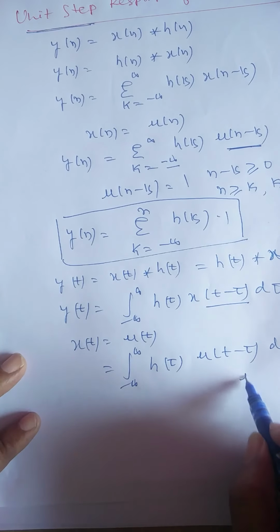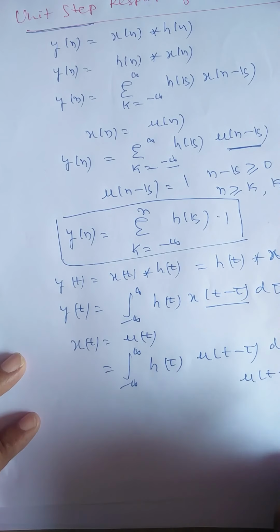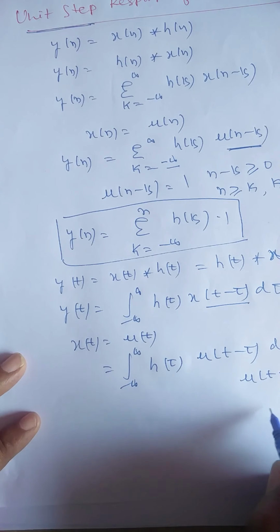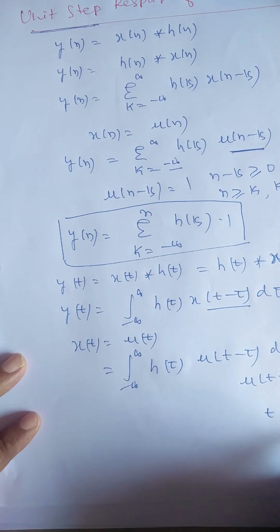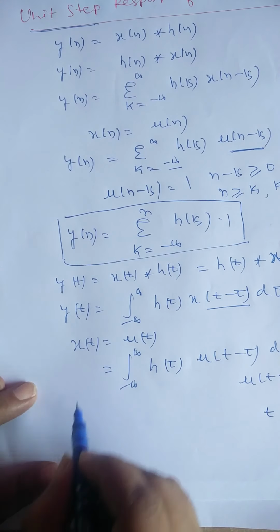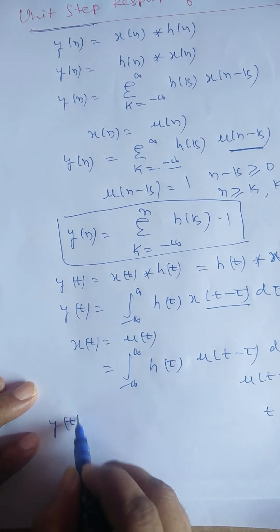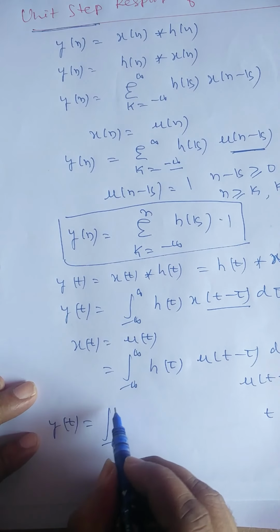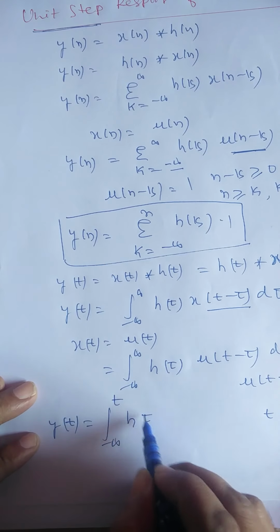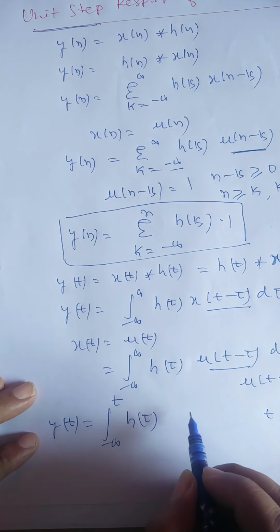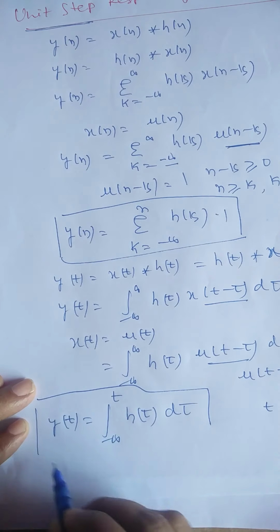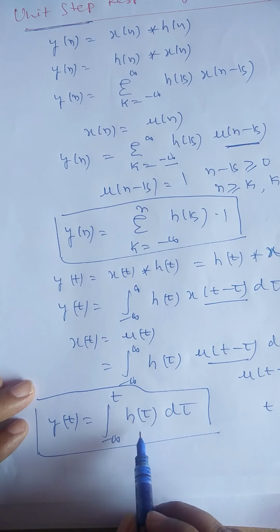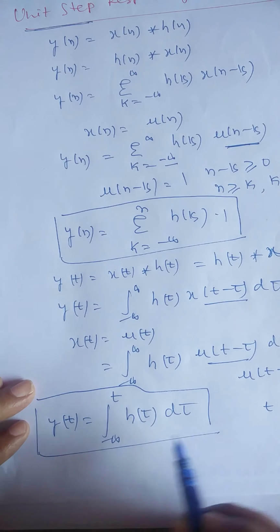And what is u of t minus tau? It is equal to 1 when t minus tau is greater than or equal to 0. That is nothing but t is greater than or equal to tau, where tau is less than or equal to t. That means from this also we get the upper limit of the integration. That means I can write y of t is equal to integral from minus infinity to upper limit t of h of tau, where u of t minus tau value is 1, d tau. This is the formula used to get the unit step response of a continuous time LTI system.